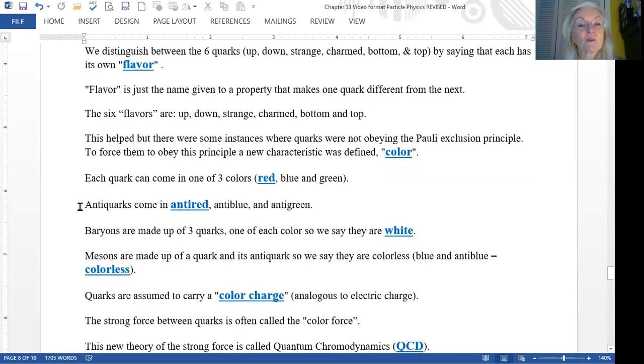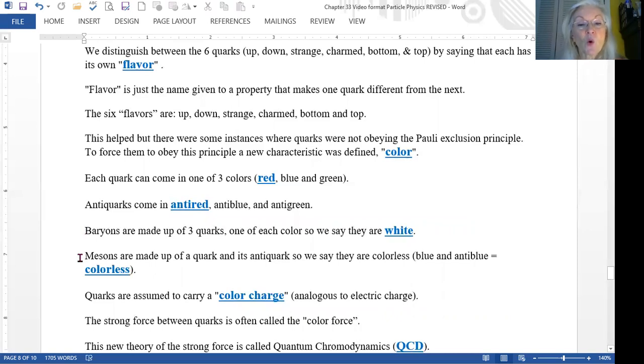And this should come as no surprise, antiquarks come in anti-red, anti-blue, and anti-green. Baryons are made up of 3 quarks and one of each color. Well, guess what? If red, blue, and green visible light make white light, well, red, blue, and green quarks make white quarks. So we say baryons are white in color. And again, remember, it's not a physical representation. They're not really colored. It's just a way to categorize things.